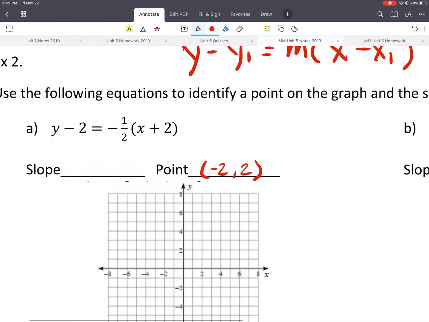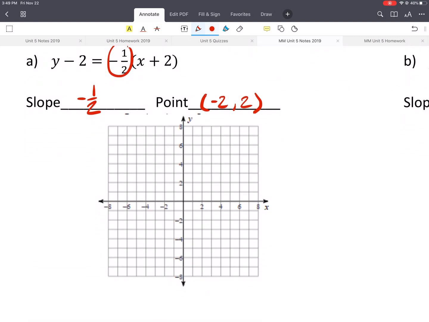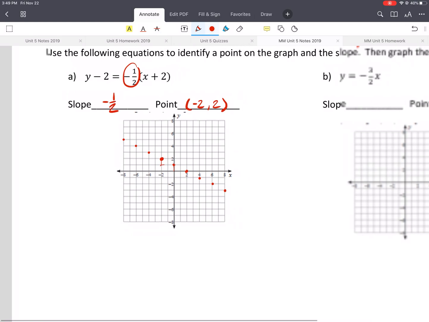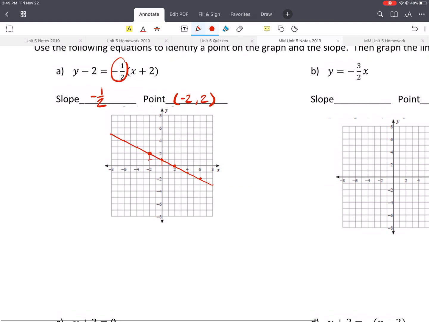Okay? And the slope will always be just what's there. Okay, nothing tricky about that. So then we'd plot. So -2, 2, which would be right here, down 1 over 2, down 1 over 2, all the way till it leaves. And then, again, try and make it look kind of nice when you graph. Okay, something like that.